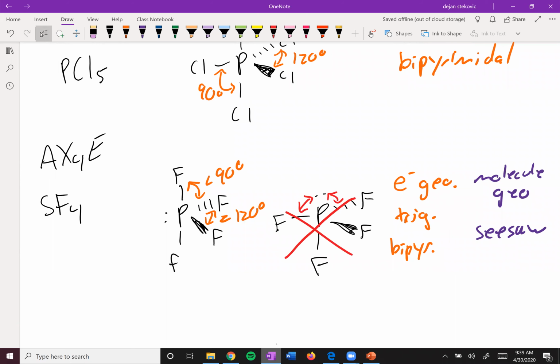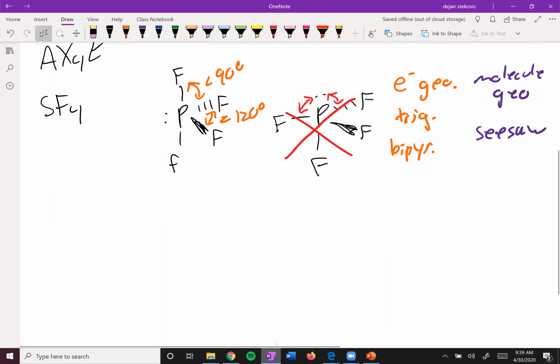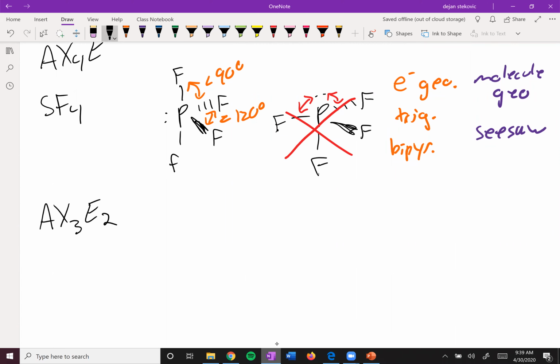And so we can keep playing this game. We can say, what if we replace 2 of the things with lone pairs? So we'd have AX3E2. So an example of this would be bromine trifluoride. And so we generally draw the lone pairs just like this, even though in real life, one of the lone pairs is coming out of the board and one of them is coming into the board. And so the electron geometry stays the same, still trigonal bipyramidal. The molecular geometry, what we call this is T-shaped because it looks like a T.